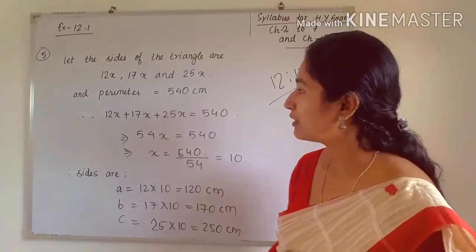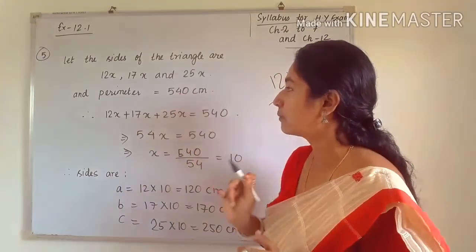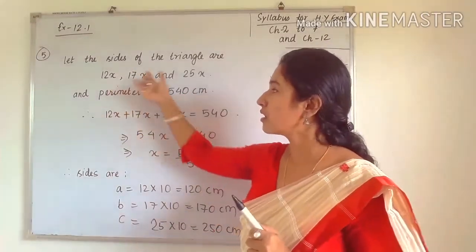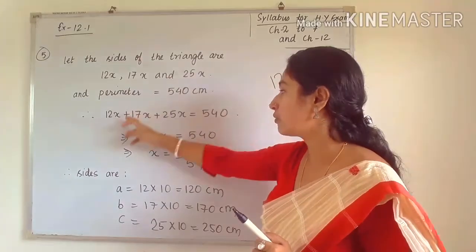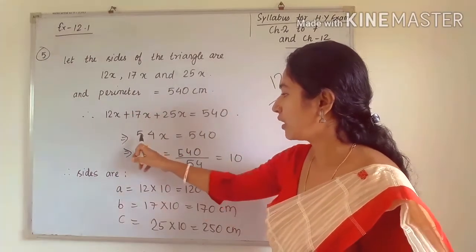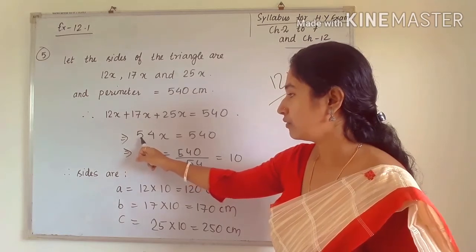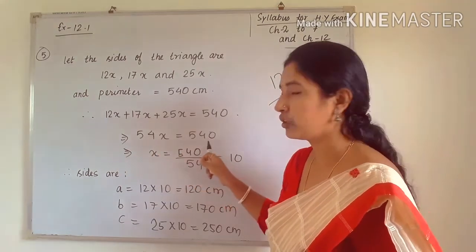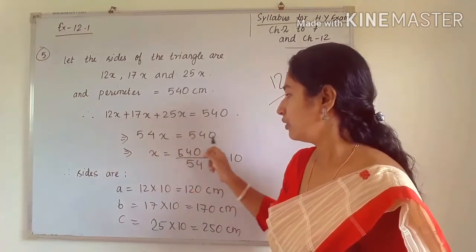So the perimeter is given as 540 centimeter. You know perimeter is the sum of all 3 sides. So we can write 12x plus 17x plus 25x on the left hand side. So by that way, 54x is equal to 540. This we got.